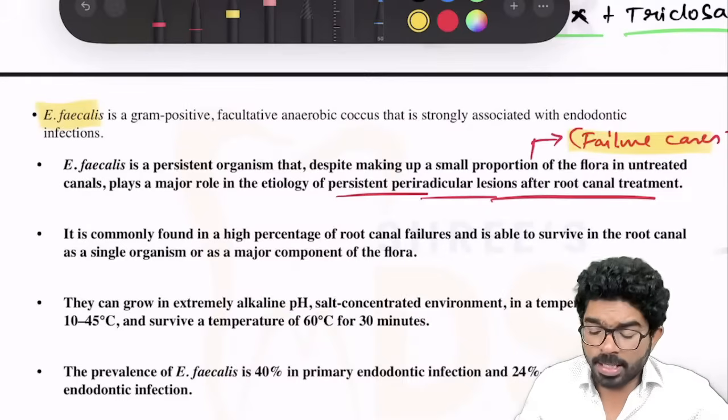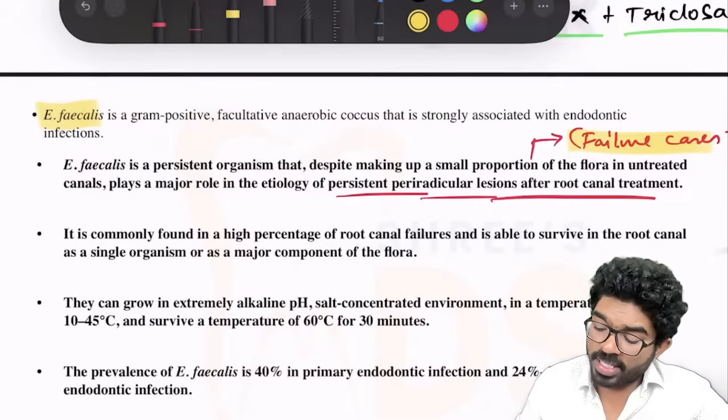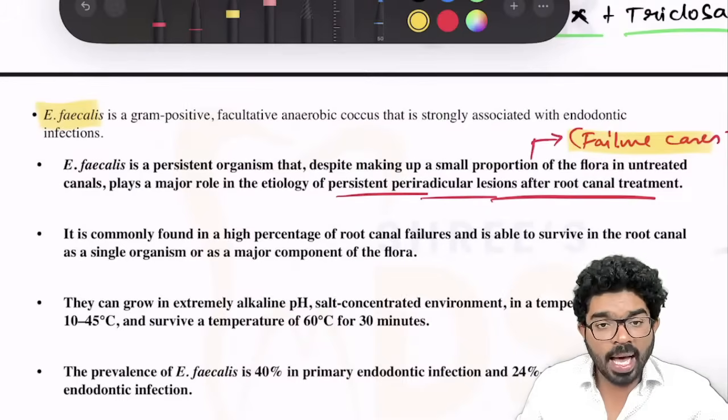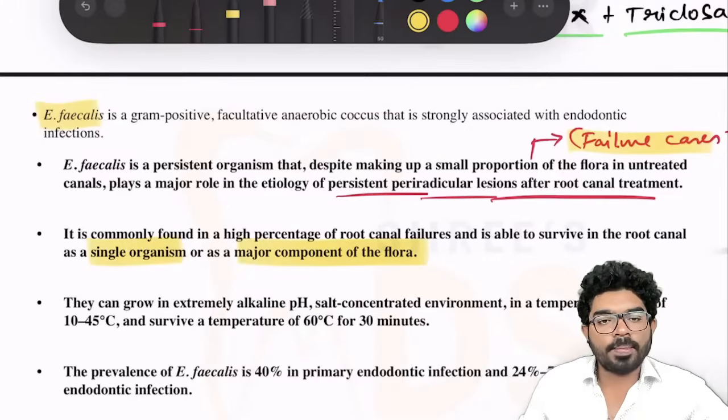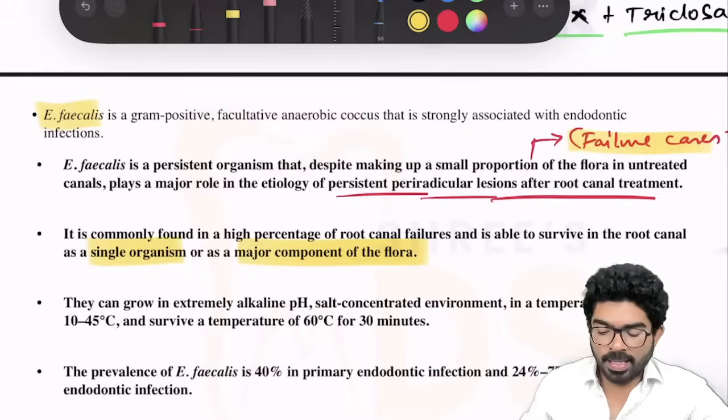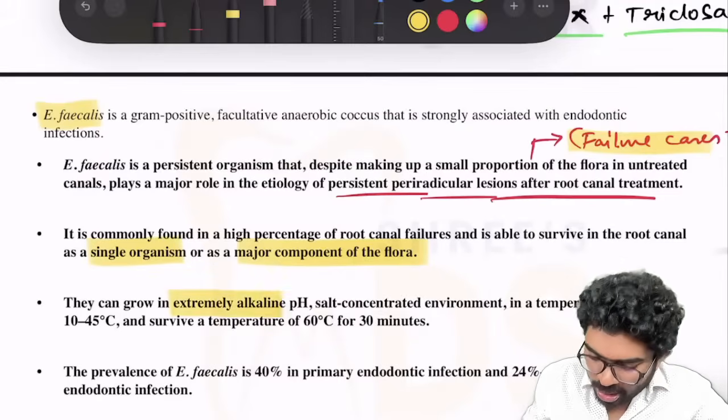Commonly found in the highest percentage in root canal failures because of its ability to survive in the root canal system as a single organism or as a major component of the flora. The survival capacities: okay, so this is extremely alkaline.